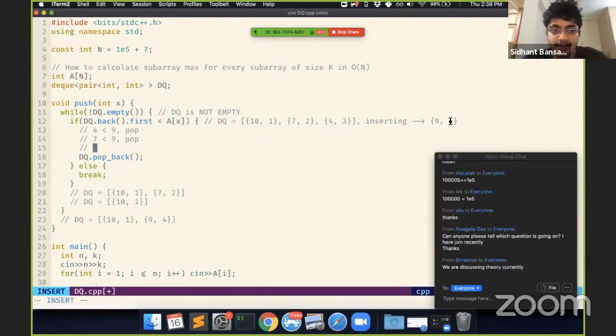We check this condition again. Now it's asking 10 less than 9. False. So we go inside the else and we break. Does everyone get this? Because 10 is not less than 9, so we break out.